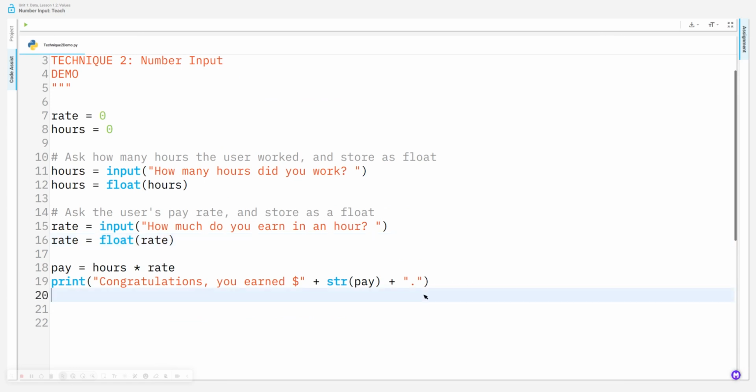Remember we added lines 11, 12, 15, and 16. And this is number input demo. It's the purple one. Number input demo.